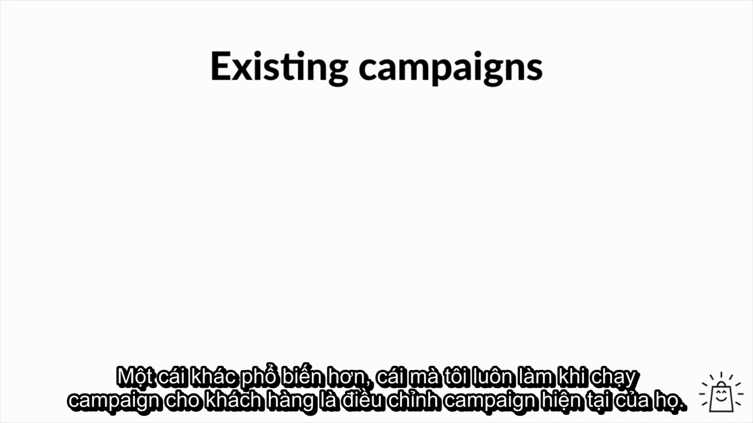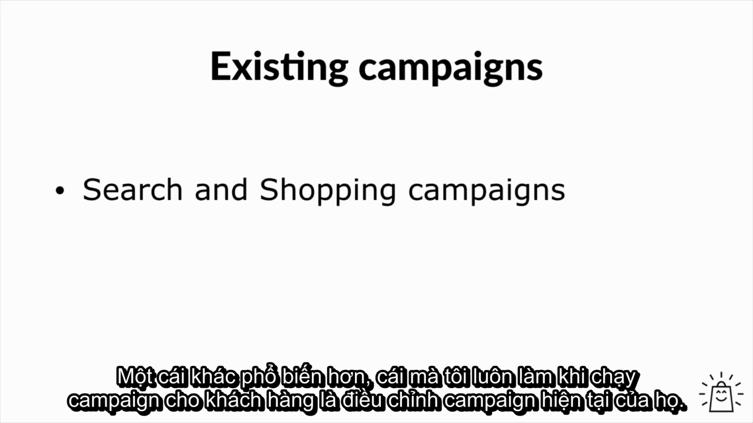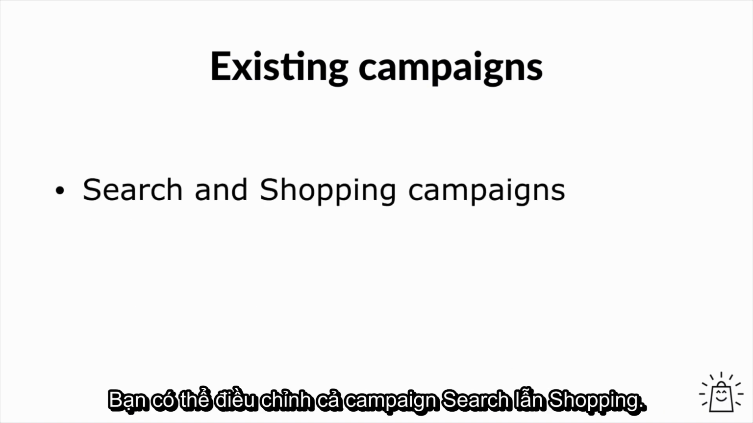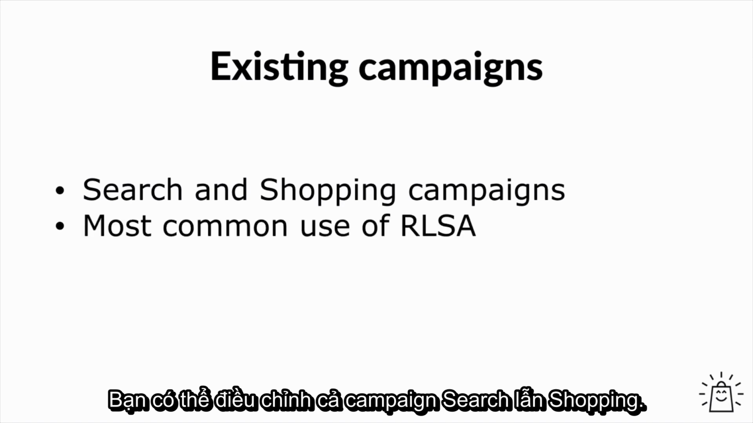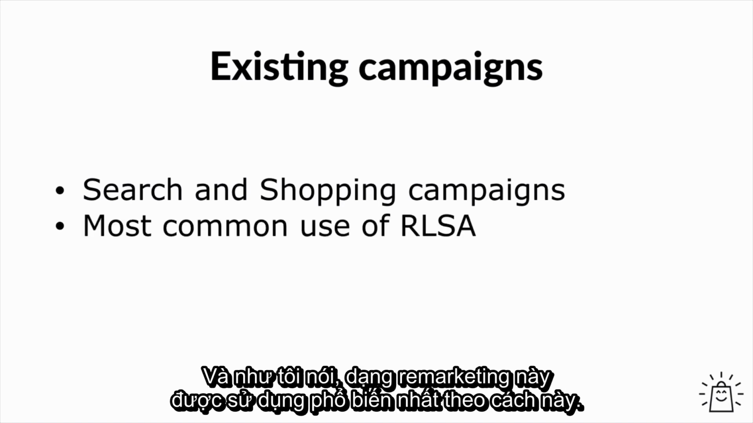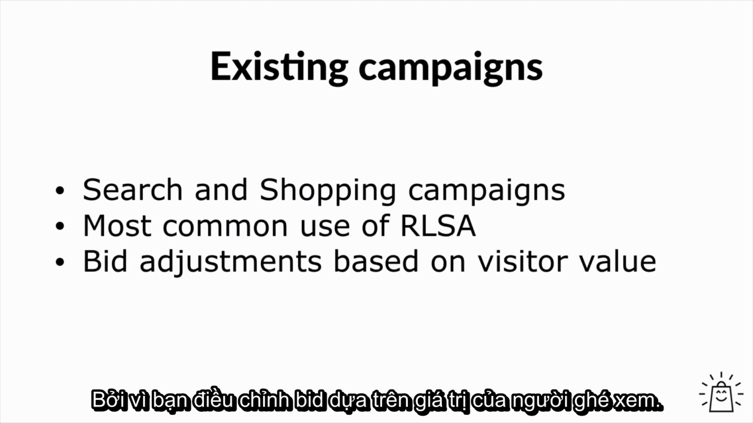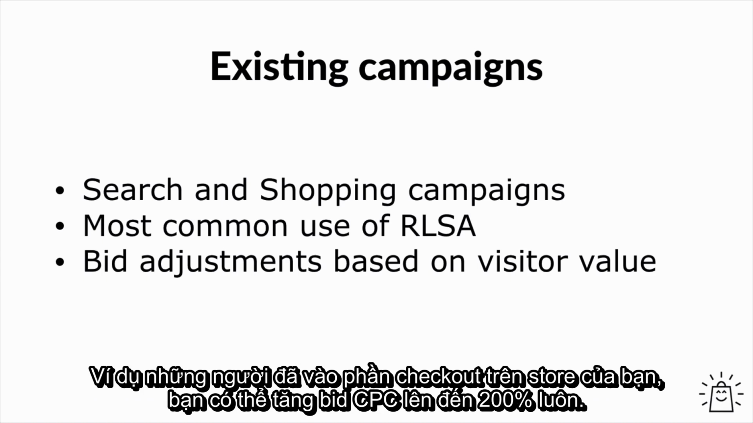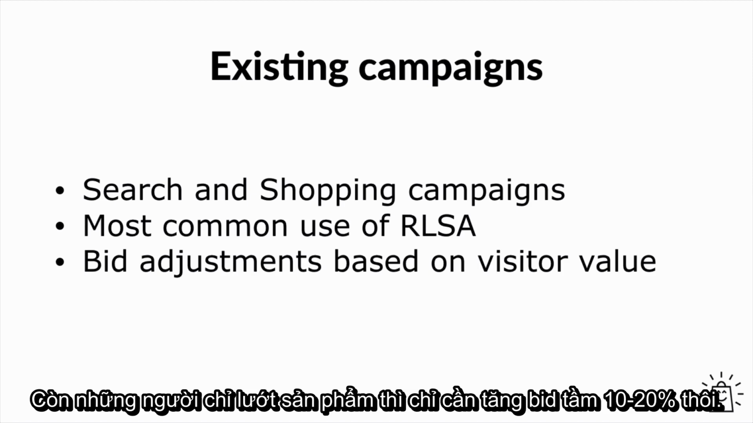What's a lot more common, and something that I use in almost all my clients' campaigns, is to adjust those existing campaigns. So you can adjust both the search and the shopping campaigns. And as I said, it's the most common use of this kind of remarketing because you make bid adjustments based on visitor value. So somebody that got to the checkout of your store, well, you can bid up very high. You can have an increase of up to 200% of a CPC, while somebody that just viewed a product page, maybe you're just bidding up 10 or 20%.